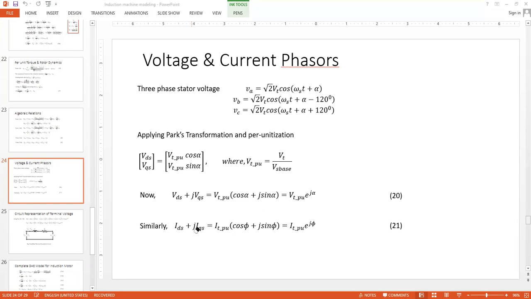Similarly, you can do the same thing for the current. However, the phase angle of the current would be a little different from the voltage phase angle. So intentionally, the phase angle is chosen to be different, that is phi. So it would be IT per unit exponential of J phi, that is the current phasor in equation 21, and the voltage phasor in equation 20. Both belong to the stator circuit. So you can call this the stator voltage phasor, and this the stator current phasor.